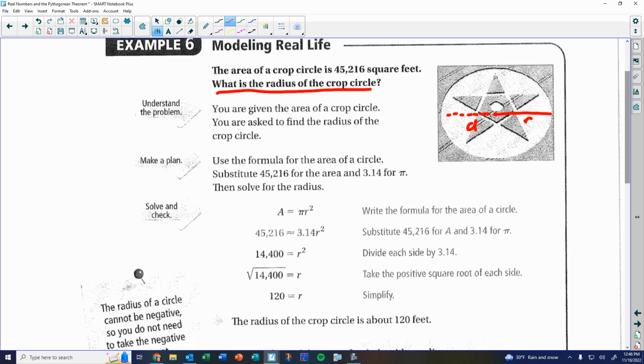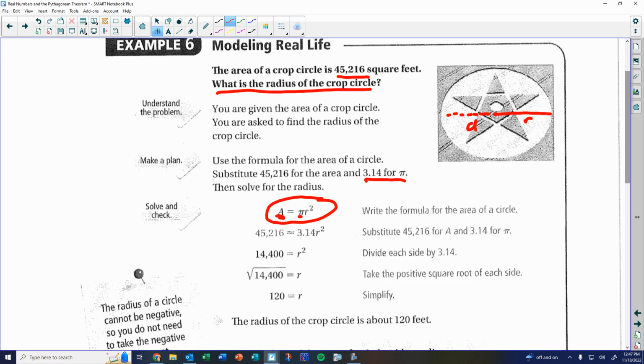Well, they gave us the formula for area of a circle right here. Area equals pi times r squared. Well, they gave us the area, 45,216. And for pi, when you use a general number for pi, it's 3.14. Pi actually doesn't repeat, doesn't terminate. It goes on forever. So they usually just trim it when they're using it for calculation. So you can see in the story problem here, they plugged 45,216 in for A, 3.14 in for pi, and they basically go through and solve it.